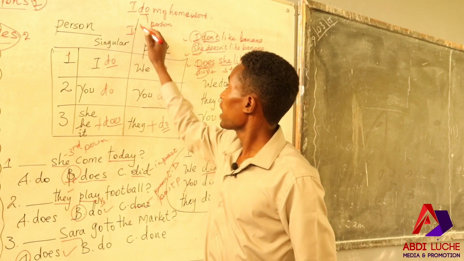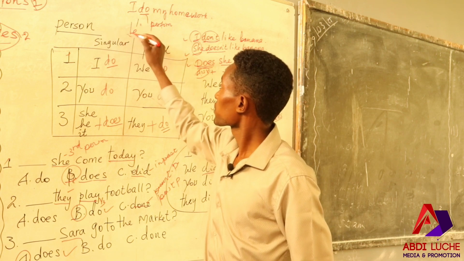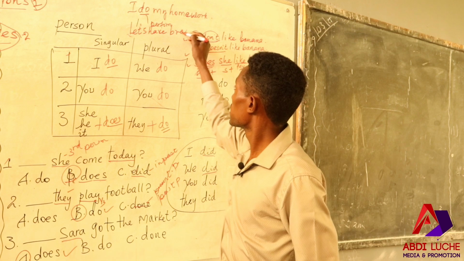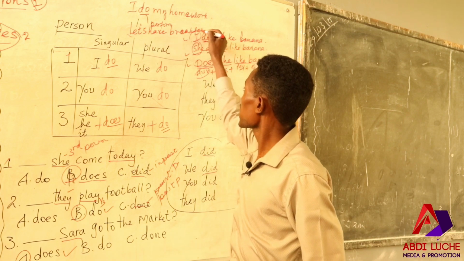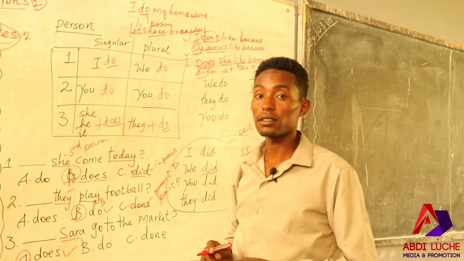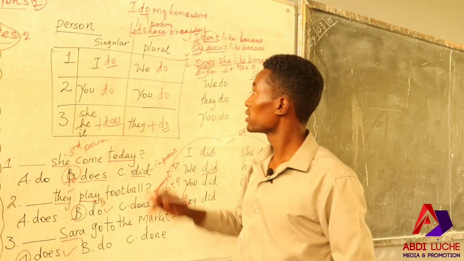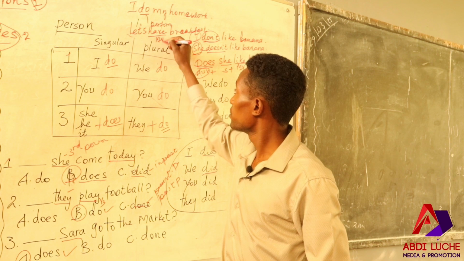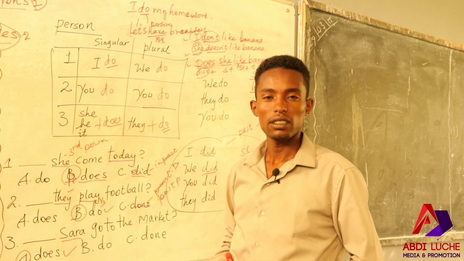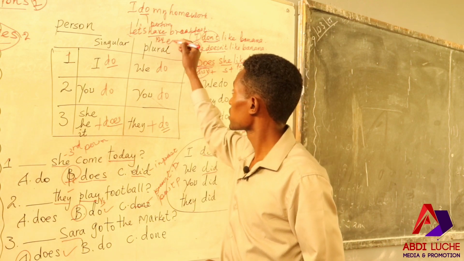Let's say, let's have breakfast. Have. Now it is not an auxiliary verb or helping verb. It is used as the main verb. Let's have breakfast means let's eat together. Eat means that.